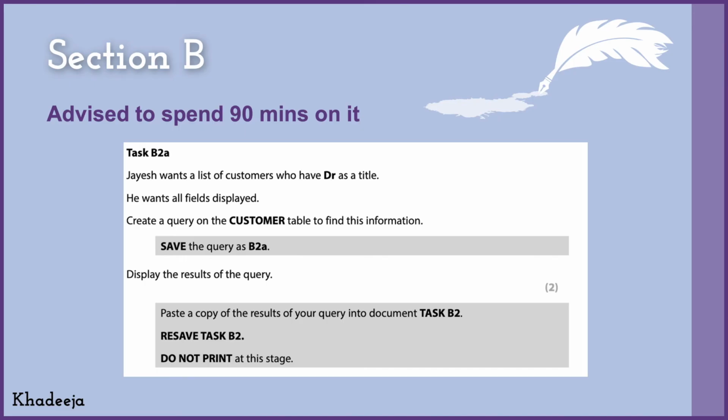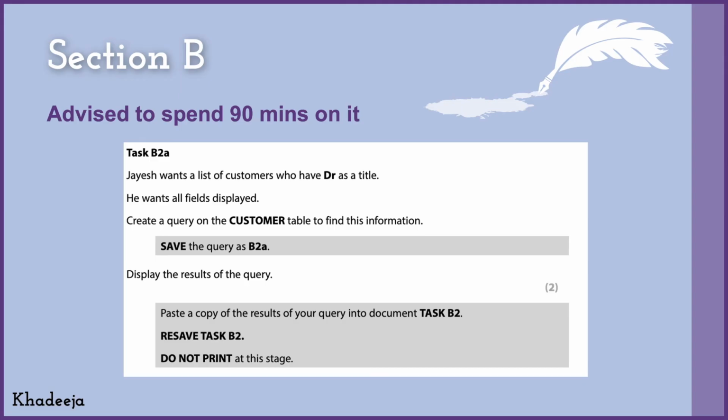Okay, so section B, that was section A. Now we come to section B, which also you have to spend 90 minutes on. So 90 minutes for section A, 90 minutes for section B. In total, that makes up 3 hours. And in section B, you have some different sort of questions, usually more database questions.